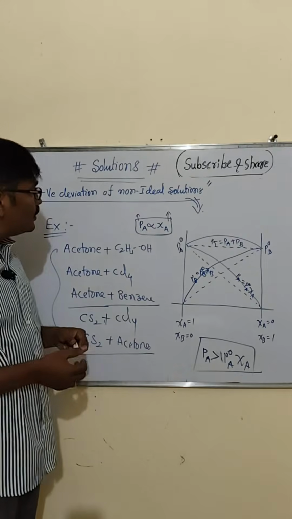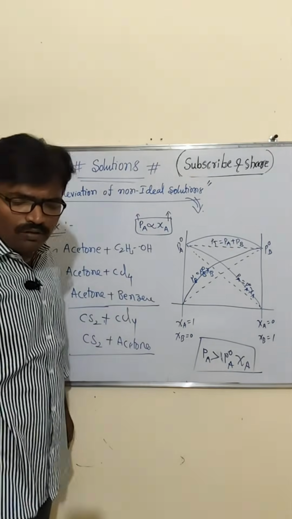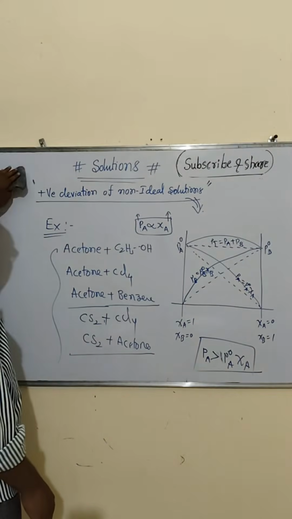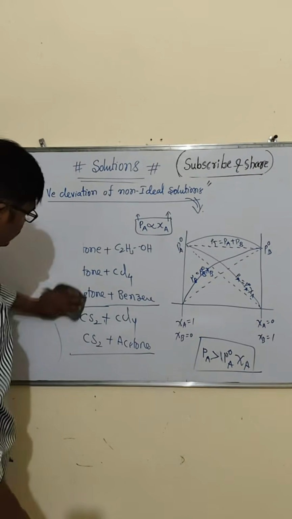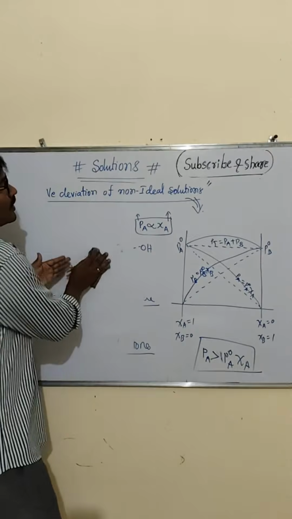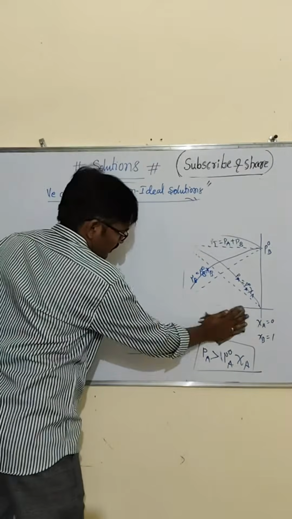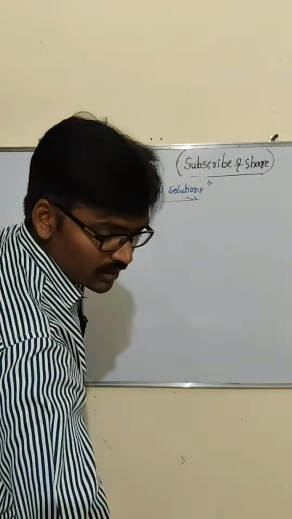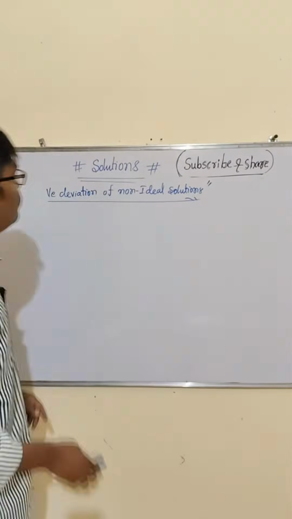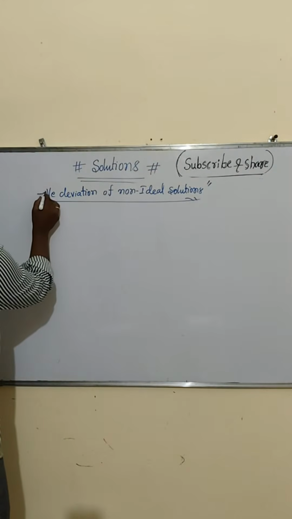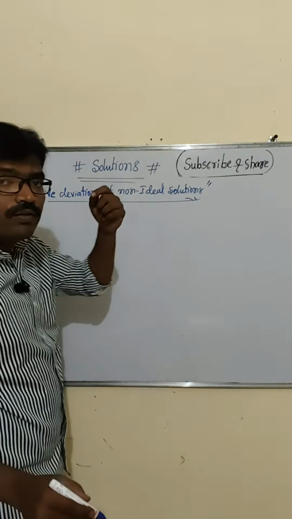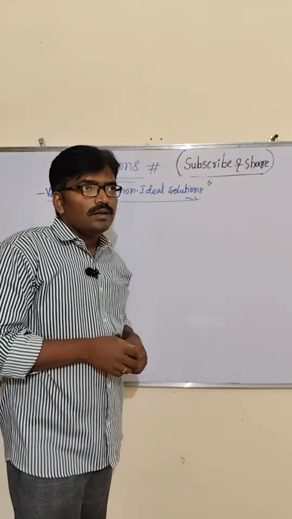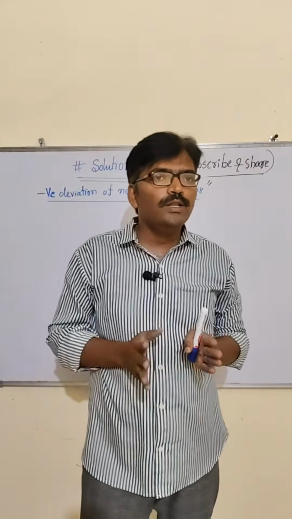So wherever there are more attractions, that we call the negative deviation of non-ideal solutions. Yes, listen my dear students, now we are discussing negative deviation of non-ideal solutions. Next topic is negative deviation of non-ideal solutions. All these are opposite to the positive deviation of non-ideal solutions. So which are the negative deviation of non-ideal solutions?